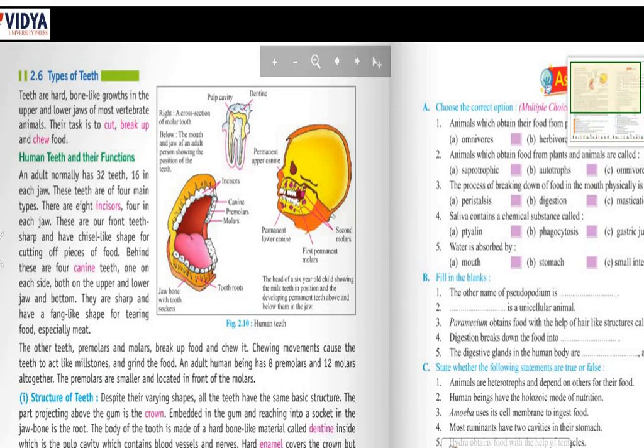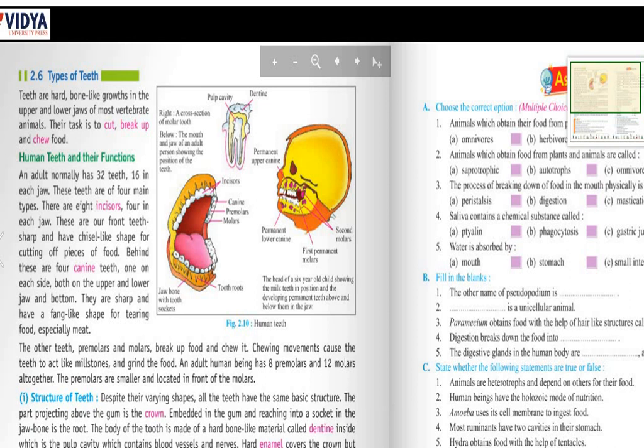Hello students, this video is for class 7th, subject science, lesson 2nd and part 7, and this will be your last part, theory part. In the next video we will be doing exercises and question answers. So let's start. In this part we will be discussing types of teeth.